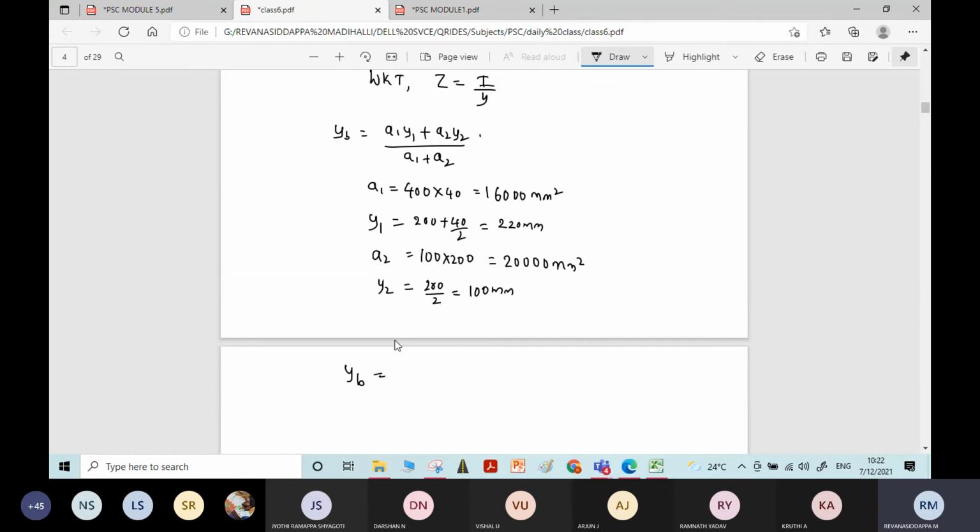Substitute and get the answer. A1 Y1, that is 16,000 into Y1 220, plus A2 Y2, 20,000 into 100, divided by A1 plus A2, 16,000 plus 20,000. Tell me the answer.